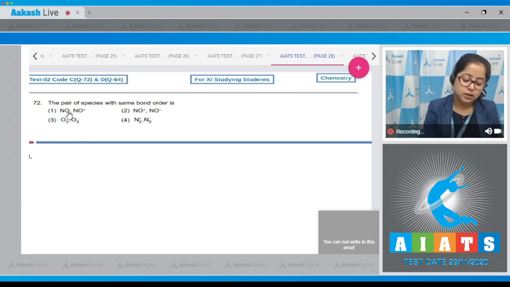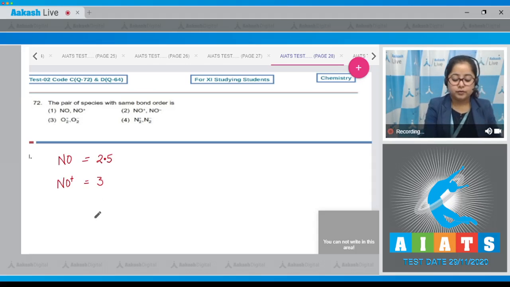Let's read the question. The pair of species with the same bond order is. Students, for this question we have to calculate the bond order of the species given, starting with NO and NO plus. The bond order of NO plus is 3 and the bond order of NO is 2.5. So 1 is an incorrect option. Next is NO plus and NO minus. The bond order of NO plus is 3 and the bond order of NO minus is 2.